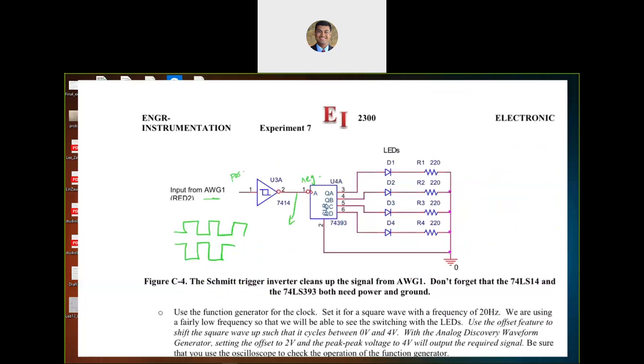Right now, time is 9:13. Let's come back at say 9:20. So we have a 7-minute break, and we come back at 9:20 to do the experiment on counters, 4-bit counters. So we look at figure C4.